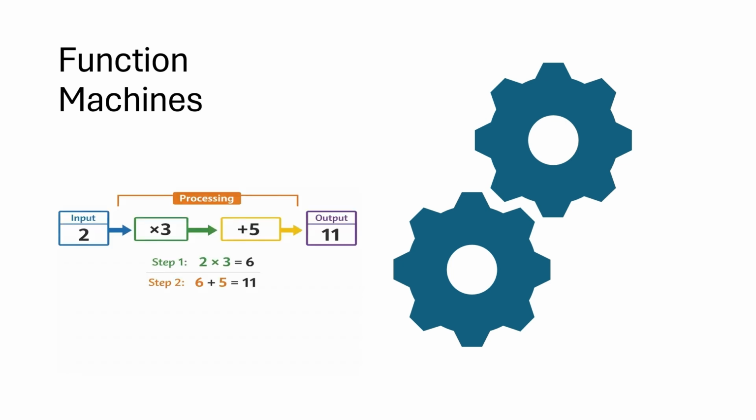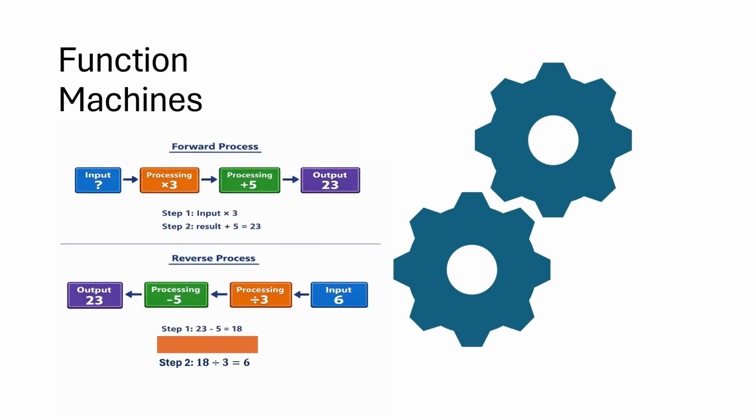Example: suppose our function machine multiplies by 3, then adds 5. Input: 2. Step 1. 2 times 3 is equal to 6. Step 2. 6 plus 5 is equal to 11. Output: 11. Reverse example. If the output is 23, and the machine multiplies by 3 then adds 5.